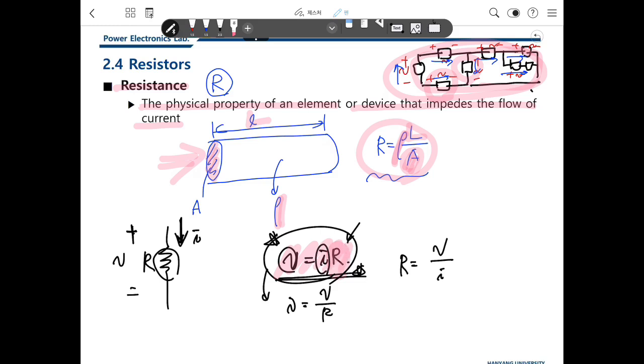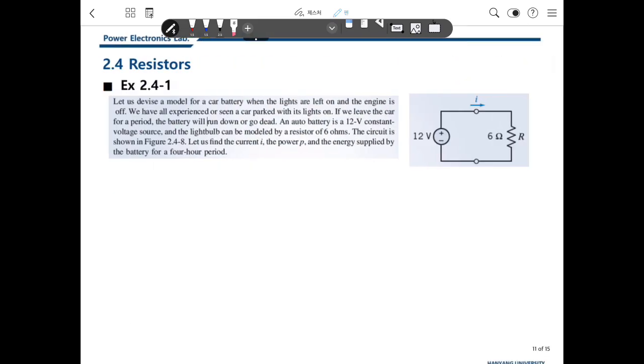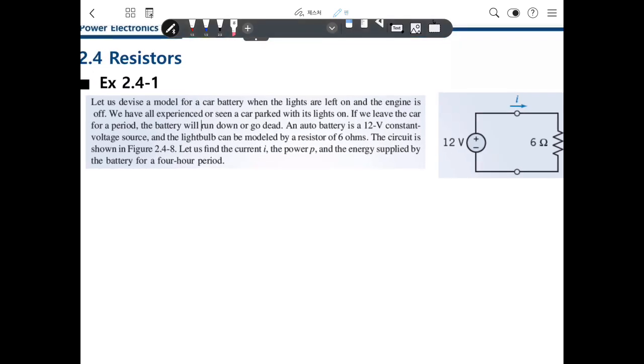Now Ohm's law shows us the characteristic of voltage and current for R. This is very important, and we will use this voltage-current relationship for R as a basic property to deal with electric circuits. So this is an example of the resistor. So we need to see about that.